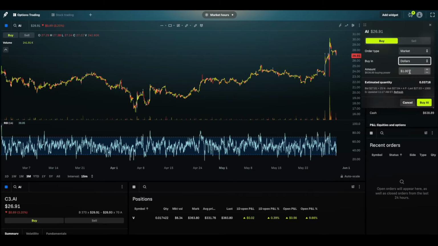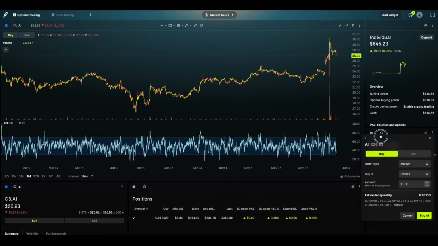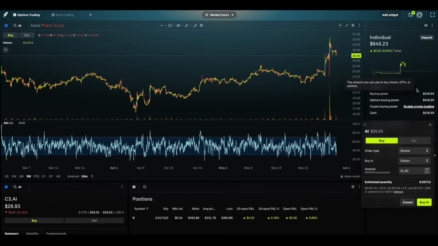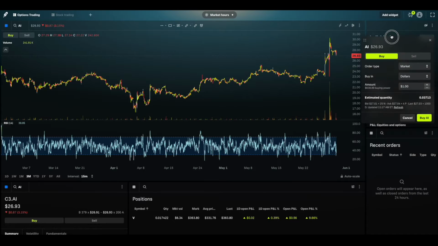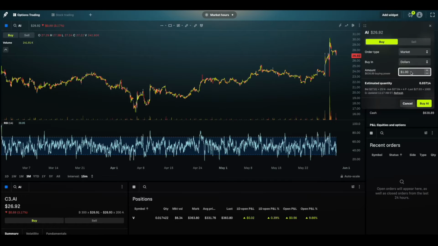Let's see if we can do dollar amount. So we can do dollar amount, because we're going to do the entire amount. We know we have $645, I believe, yeah, but it says my buying power is $638. So we're going to make that $638.